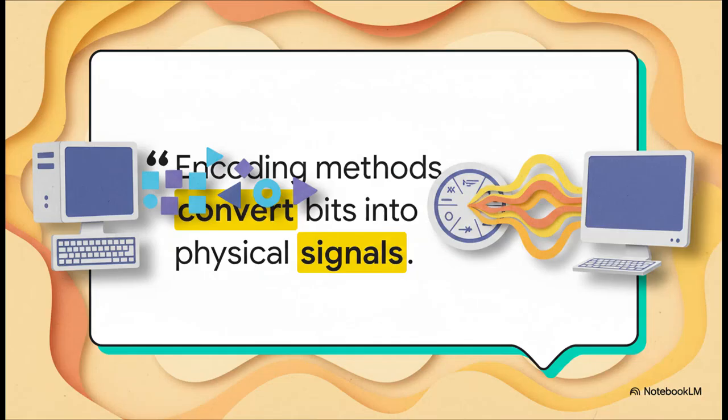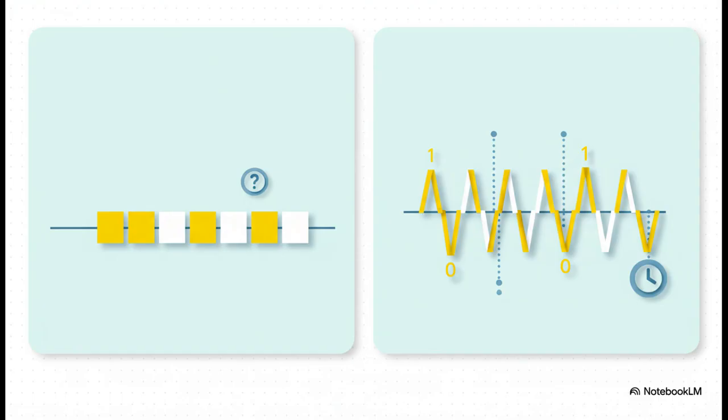Simply put, encoding is the dictionary that both the sender and the receiver have agreed to use. It's the specific set of rules for the translation. Without a shared encoding scheme, the signals one computer sends would just sound like total gibberish to another. Let's look at two classic examples. On the left, we have NRZ. It's super simple. High voltage is a 1, low voltage is a 0.